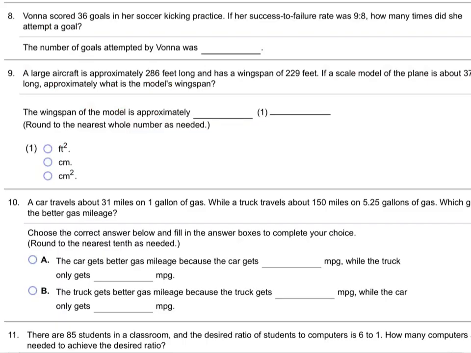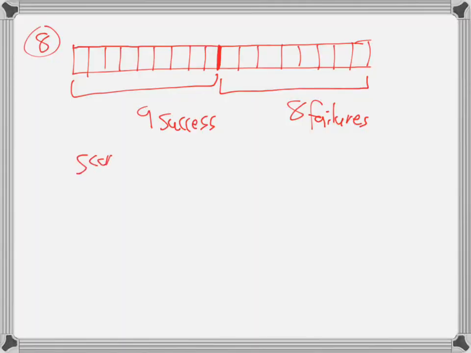So, what does that mean? And then it says she scored 36 goals. She scored 36. So what does that mean? How do we get 36 scores? Her scores or her successes? Her scores are successes, right? So if it's 9 for 8, 9 successes for 8 failures, how can I make this into 36?